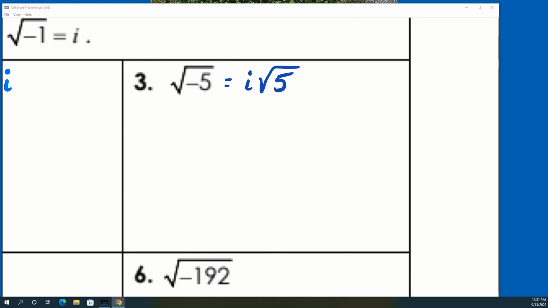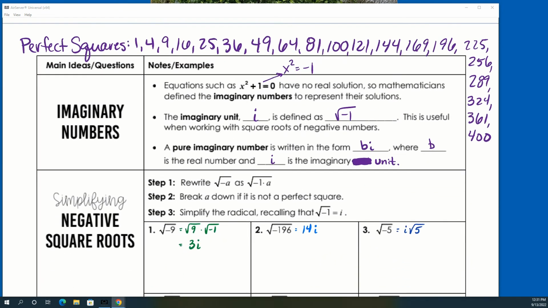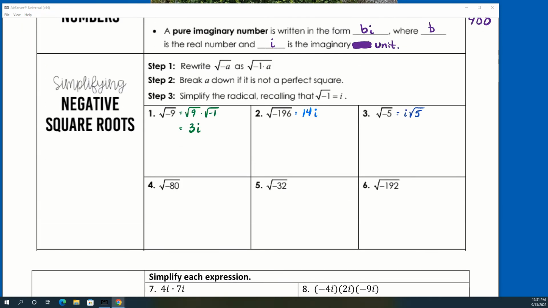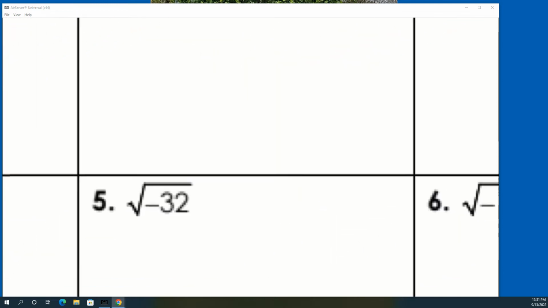Now, 1 is a perfect square, but breaking it down, trying to use 1 won't help. So if we're looking at the numbers in our list, other than 1, is there a number that's going to divide evenly into 5? There isn't. So we're just going to leave that as i square root of 5, and we're done. We don't have to do anything else. All right, let's look at the next one.